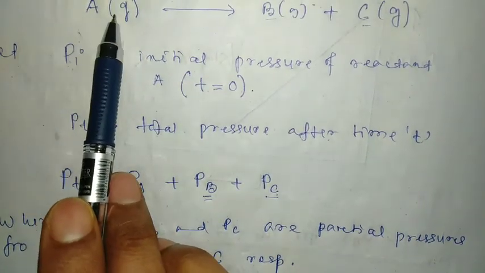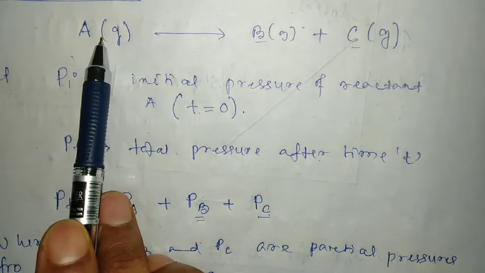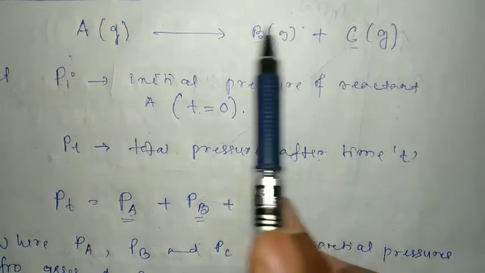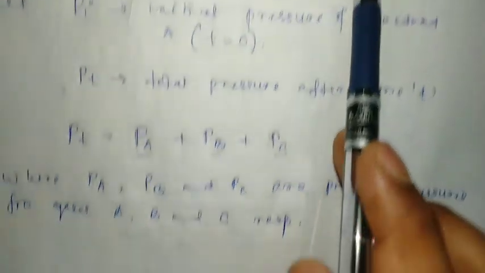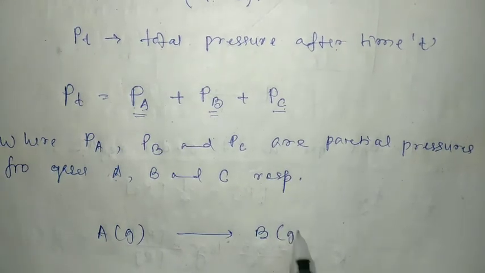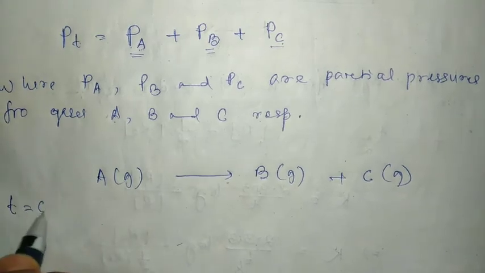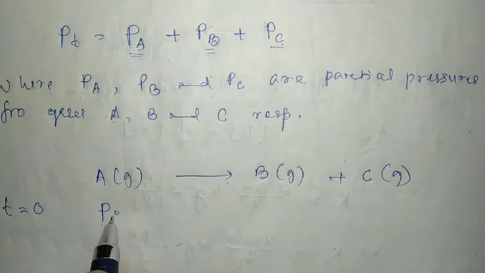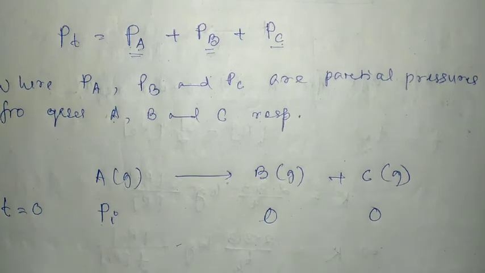हम लोग consider किया after time T, A के लिए प्रेशर decrease हुआ, कितना decrease हुआ, X decrease हुआ. जब A के लिए प्रेशर X decrease होगा, then B और C के लिए, B का प्रेशर X बढ़ेगा, C का प्रेशर कितना बढ़ेगा, X बढ़ेगा. So this is the reaction we are considering. When time is equal to 0, the initial pressure for the reactant A is Pi, and the pressure for B and C is 0.